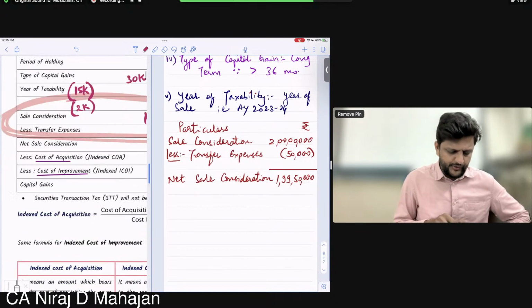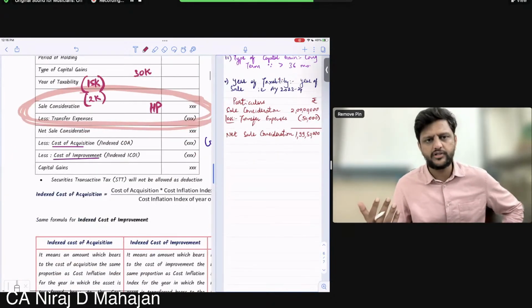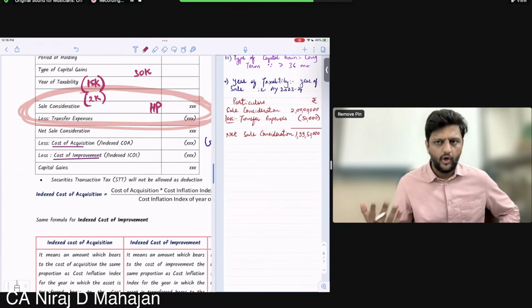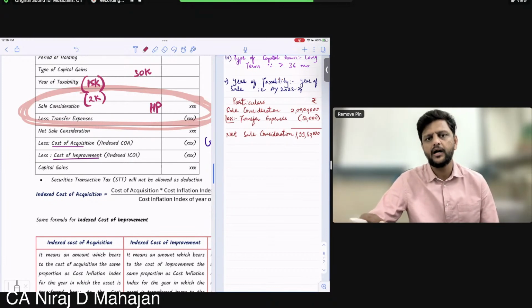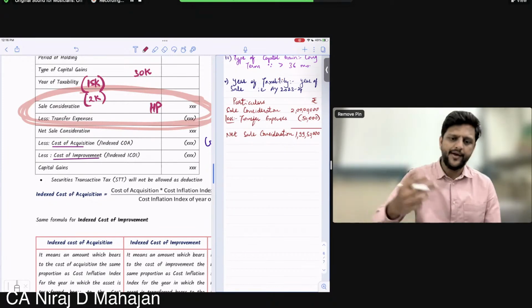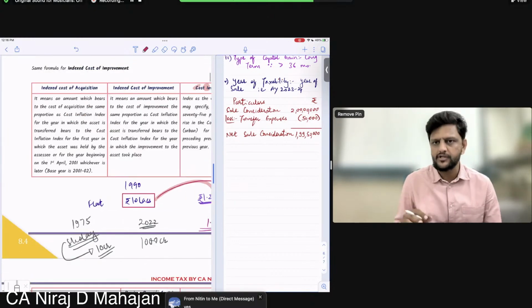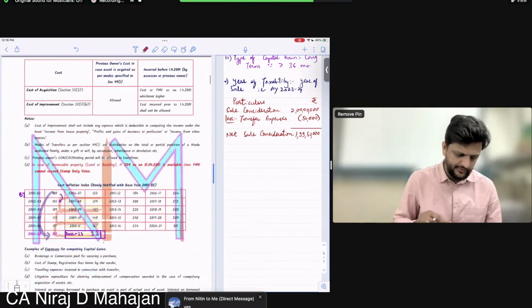Now what are we going to reduce? Either cost of acquisition or indexed cost of acquisition, cost of improvement or indexed cost of improvement. So when do we take indexation? That also we should know a little bit. Everybody, simple till here? When do we take indexation? Again, we have some rules for that. So check.